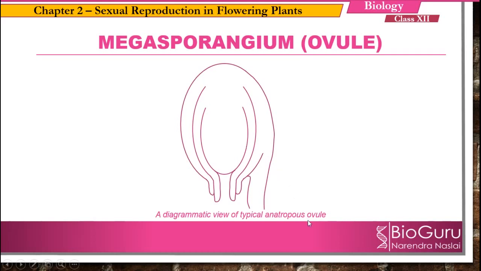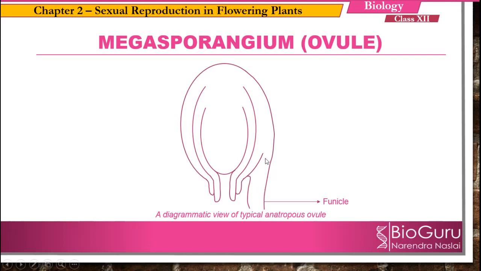One of the types I have shown here is the anatropous ovule. Let us study its structure. This is the whole ovule, and this one is a stalk. The stalk of the ovule is called the funicle.